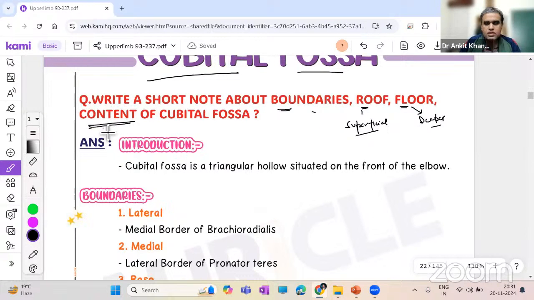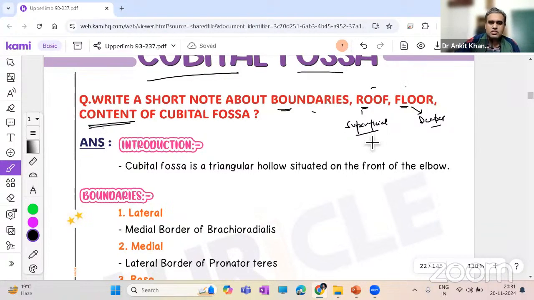And therefore it is the importance of the contents only that this region has gained its importance, because if there would have been no content, then anatomically or clinically it wouldn't have made such a big news or become such a big topic. It's obviously the importance of the contents or the structures which are lying in the roof or the floor, right?